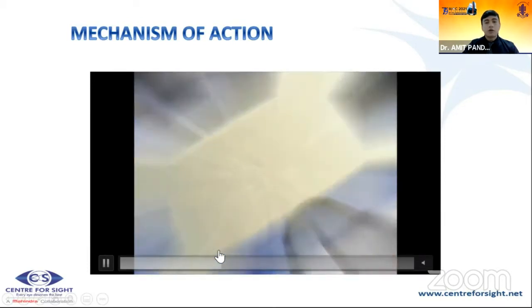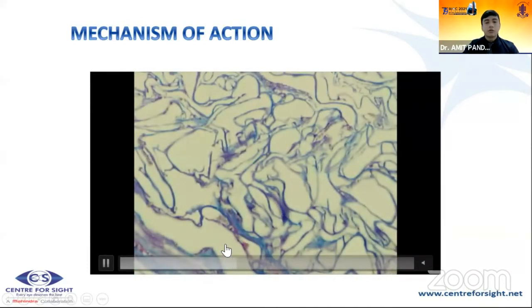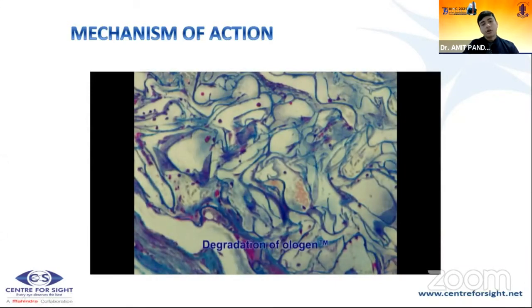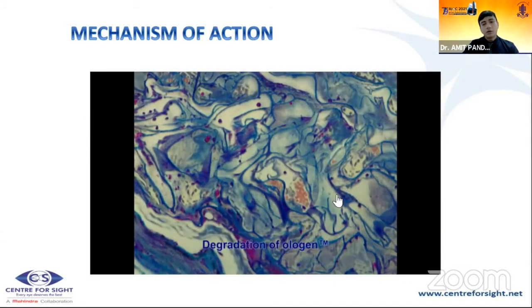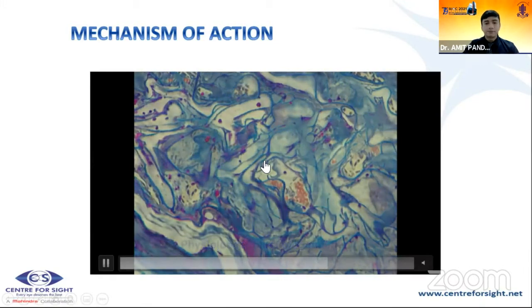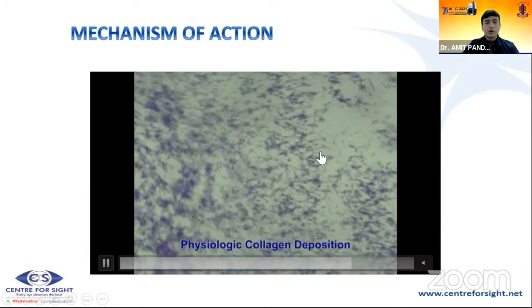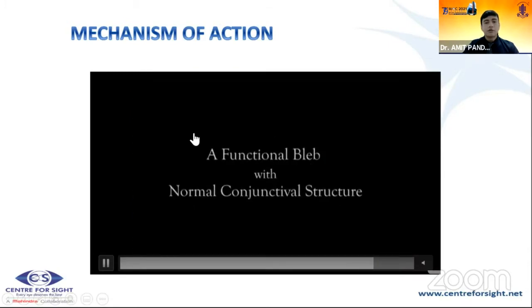In the long term, what happens is the Ologen acts as a scaffold for the fibroblasts to grow, as you can see here, and form a very loose connective tissue matrix with cystic spaces in between for the aqueous to drain. So at the end, you land up with a normal looking conjunctival structure with a functional bleb.